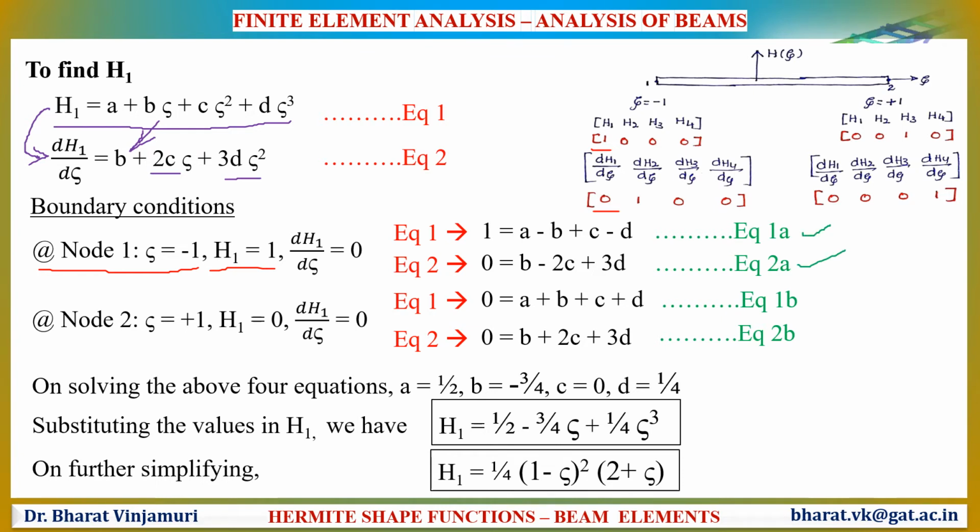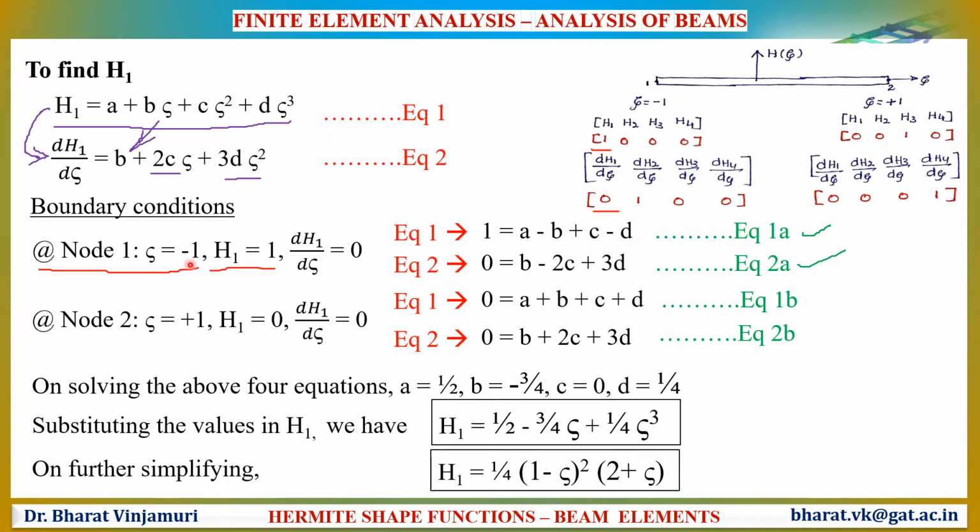1 is equal to, since h1 is equal to 1, we are directly substituting 1 in place of h1, and a minus, instead of b zeta, the zeta value is -1, so we have got -b here, plus C zeta square. So zeta square, minus 1 whole square, will be a positive value, so we have got plus C, and D zeta cube, and minus 1 whole cube will be the negative value, so minus D.